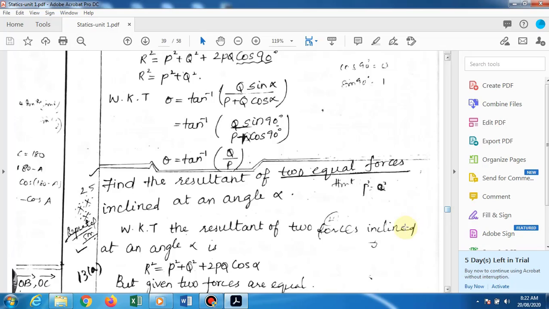See the proof. We know that the resultant of two forces inclined at an angle alpha is given by this result. R square is equal to P square plus Q square plus 2PQ cos alpha, by the earlier theorem. But given the two forces are equal, that means P square is equal to Q square.